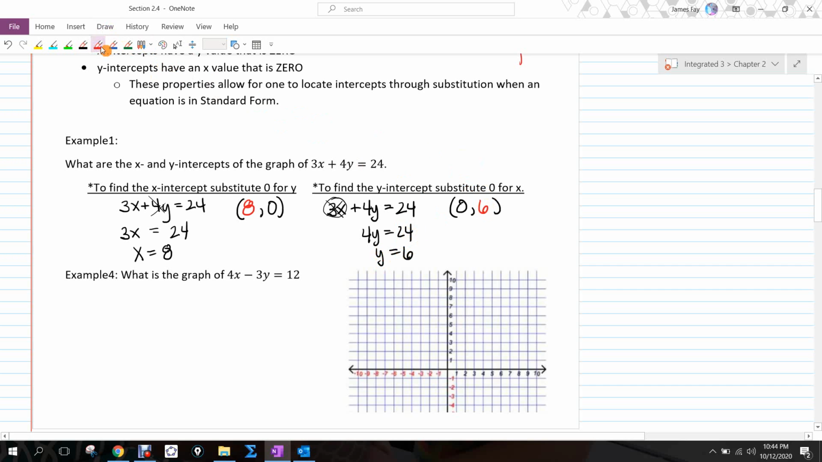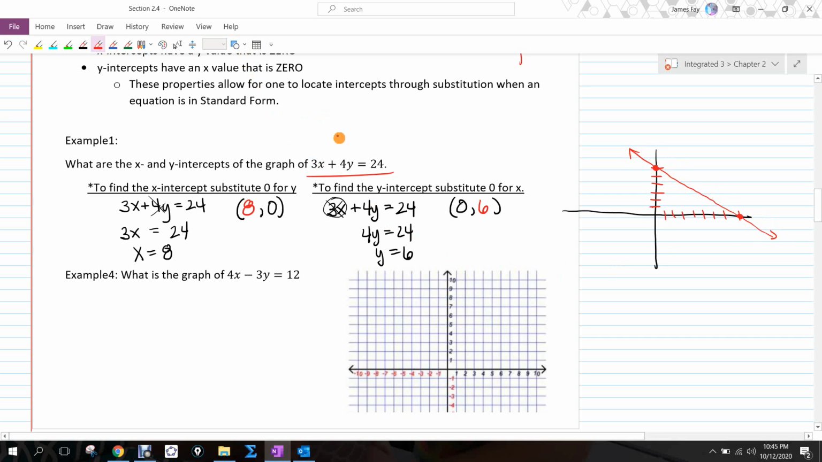So I get that. So now, if I wanted to graph this equation, that's the fastest way of doing it when it's in standard form. I can now graph x being 0, y being 6, and x being 8, and y being 0, and I can graph that line.